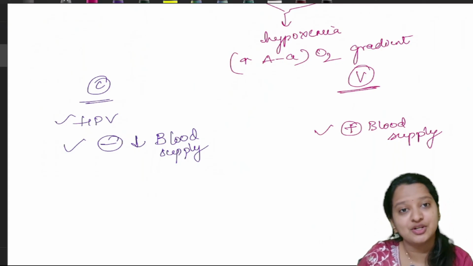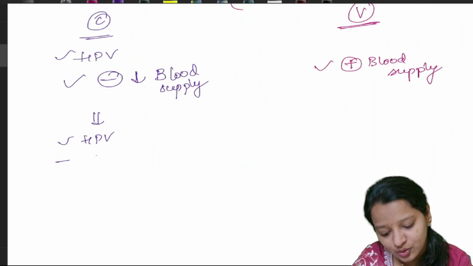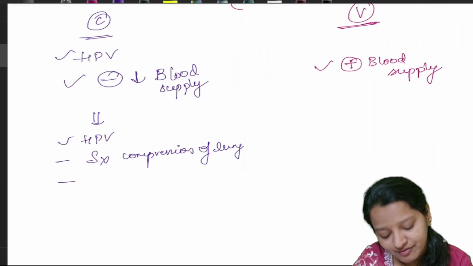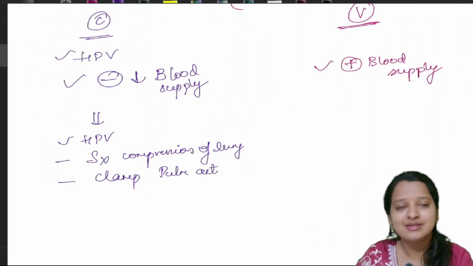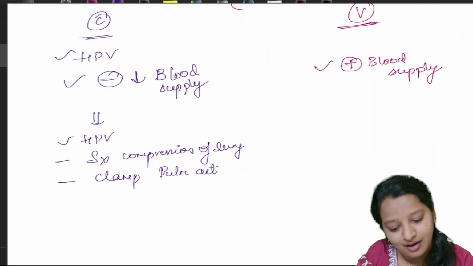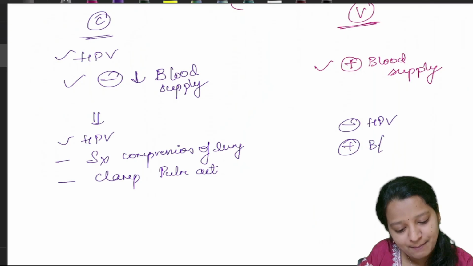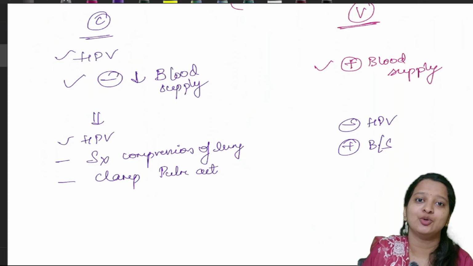So what measures we have to take is, here, of course, we have to maintain HPV, or we can do surgical compression of the lung, or we can clamp the pulmonary artery which is supplying to this collapsed side of the lung. Okay, here what we have to do is we have to prevent HPV, we have to maintain blood supply, and we have to prevent the conditions where there would be decreased blood supply to the ventilated lung.